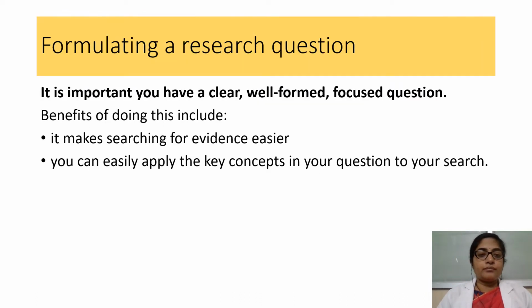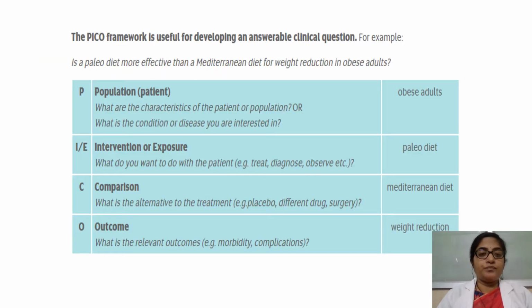Now let us come to the step 1 of formulating a research question. It is important that we have a clear, well-formed focus question. The benefits of having such a question include that it makes searching for evidence easier. We can easily apply the key concepts in our question for our search, and when we start very clearly, our objectives are clear in our mind, we are likely to find what we are searching for. So that is about formulating a research question.